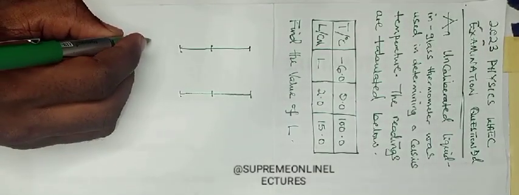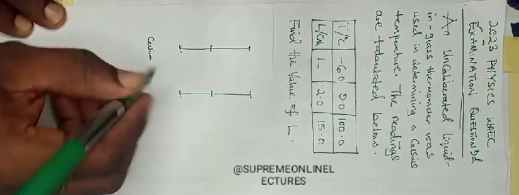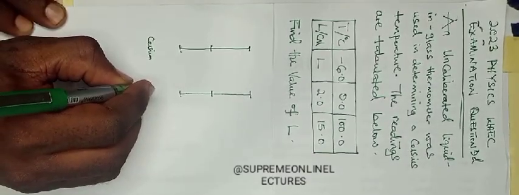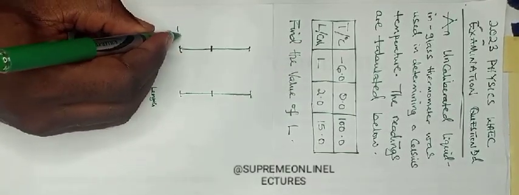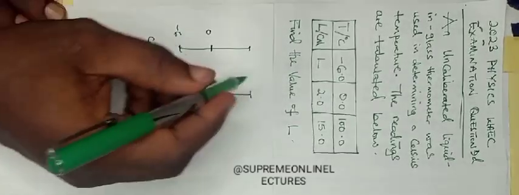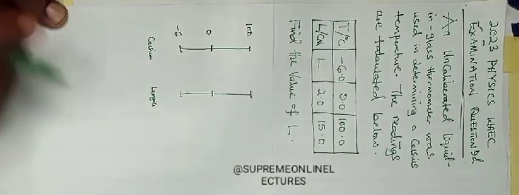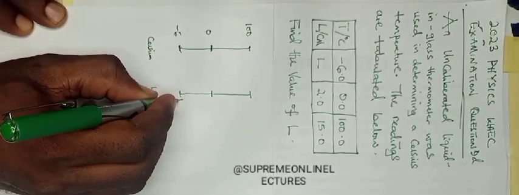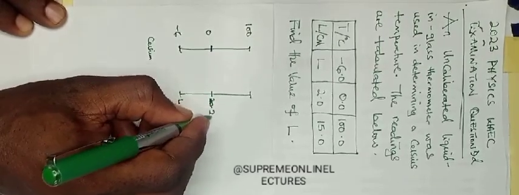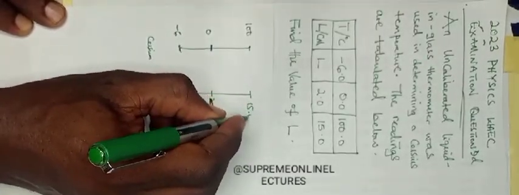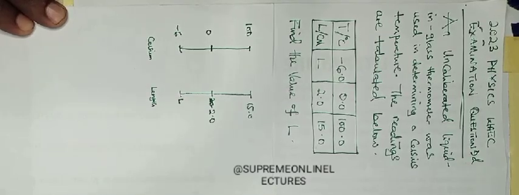Let me call this the Celsius thermometer, and then this one length. The Celsius thermometer has the ice point to be minus 6, and then the point here is 0, and the steam point is 100. This one has ice point of L, and then this other one is 2.0, and this one is 15.0. Okay, so I'm going to generate a formula we are going to use to simplify this.